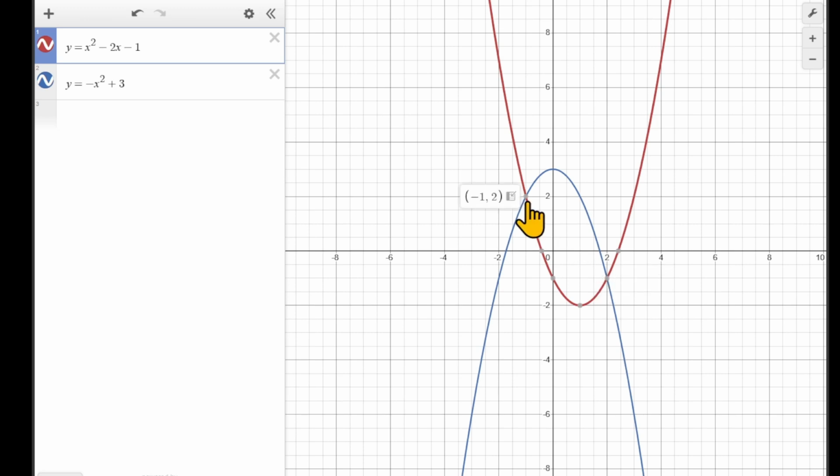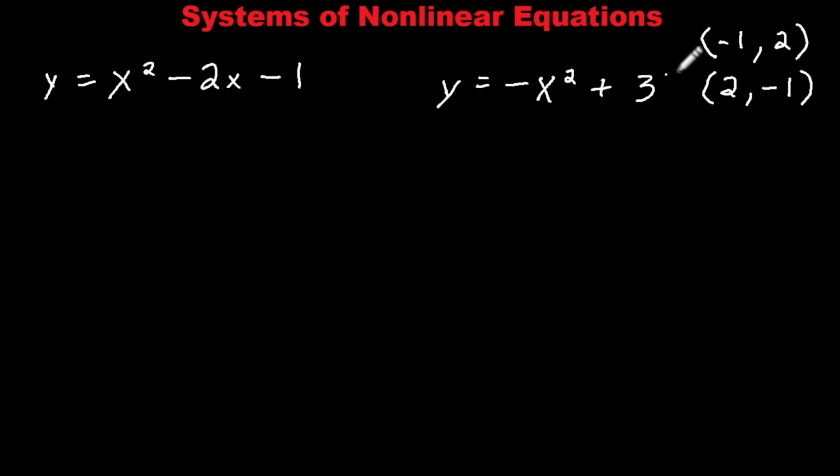There are two solutions. So the first solution is (-1, 2). And the second solution is (2, -1). So I've written the two solutions over here, and then we're going to move on to the next method of solving, and that would be with substitution. So since I have y equals minus x squared plus 3 here, I'll substitute this y with the minus x squared plus 3. Now, by moving everything that's on the left over to the right, I'm going to be able to set this equal to 0.